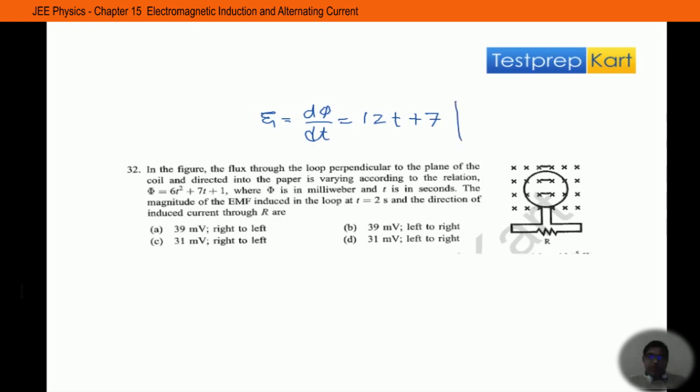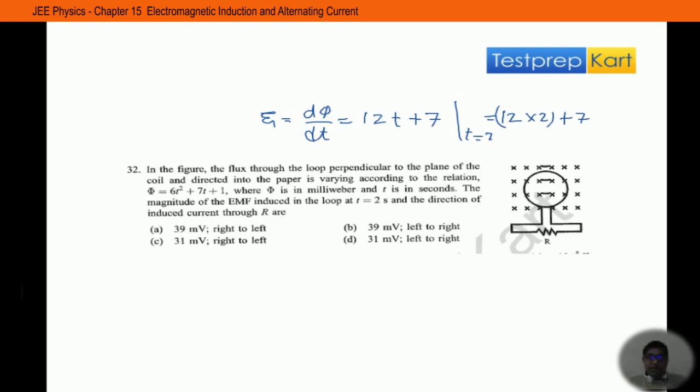Okay. 1 is a constant, so its differentiation would be 0. Now we have to calculate this EMF at time t equals 2. Okay. So 12 into 2 plus 7. So the net induced EMF is 31 millivolt. Okay. So one thing is sure, the magnitude is 31.